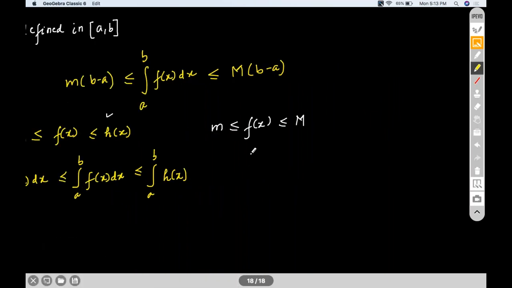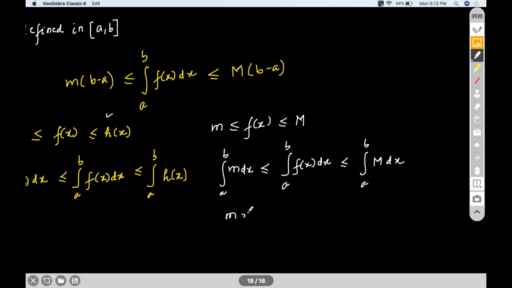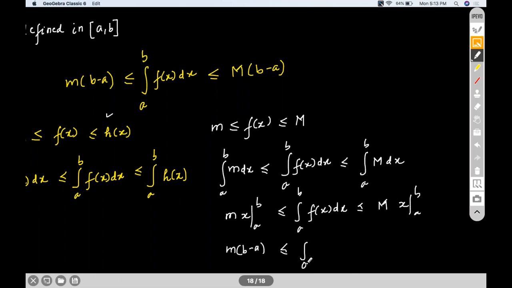Right? So if you apply the same property here, I can say the integral of f of x from a to b will also be applied to this. And these are constants, right? So you just have mx and you put the limits of integration from a to b. So this gives you the answer as m(b minus a) is less than or equal to the integral of f of x from a to b. Okay, plain and simple.